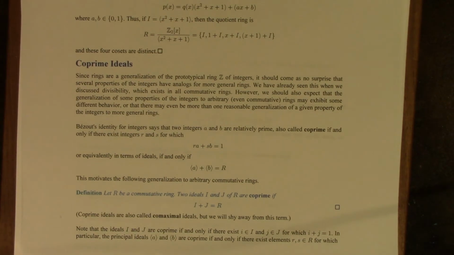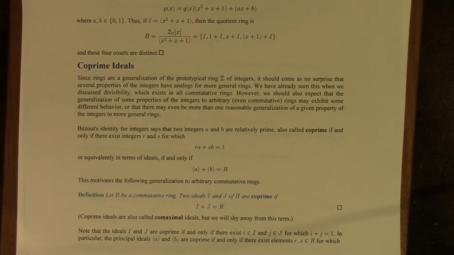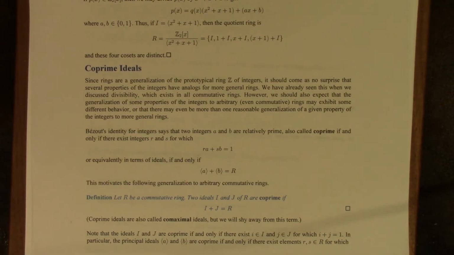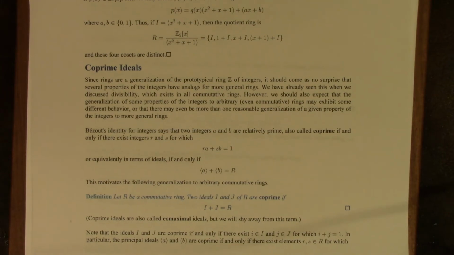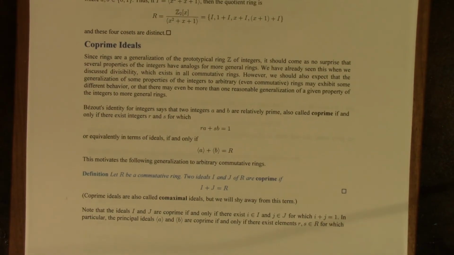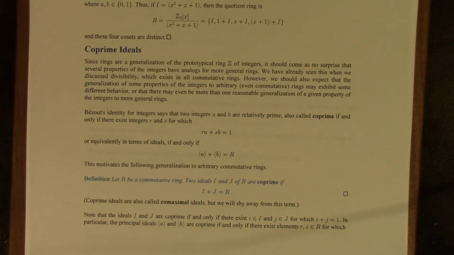So we have talked about ideals at some length, and we've defined quotient rings. We're now going to take a look at some special types of ideals. Coprime ideals coming next, maximal ideals, and prime ideals. So the rest of this chapter is devoted to a closer look at ideals. Since rings are a generalization of the prototype ring of integers, it shouldn't come as a surprise that several properties of the integers have analogs for more general rings.